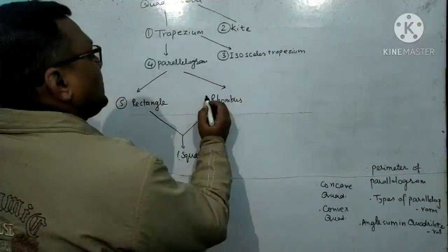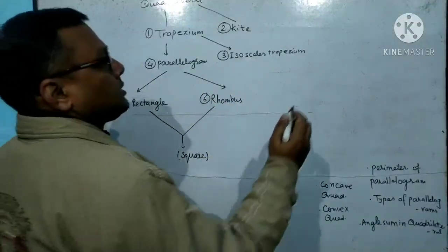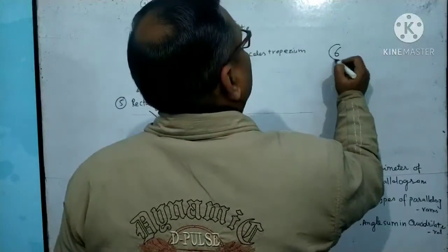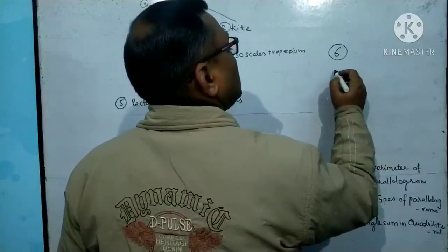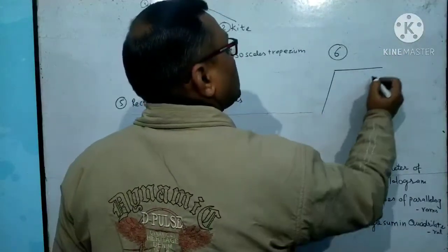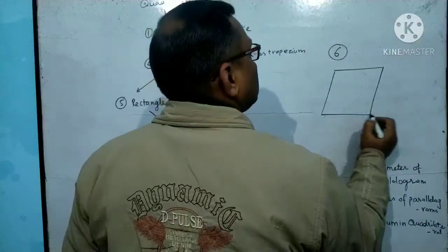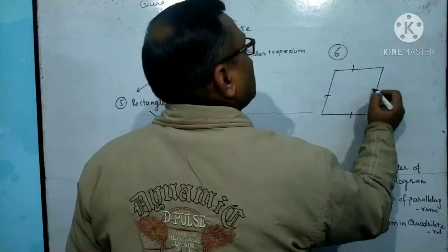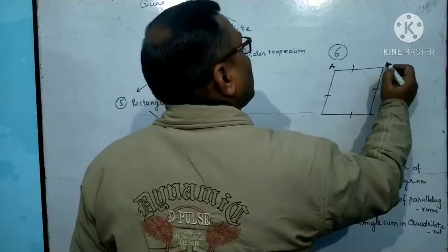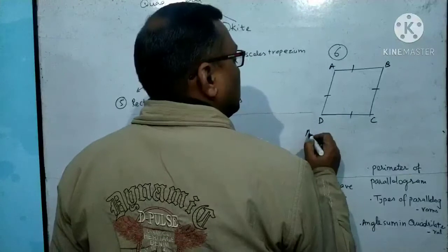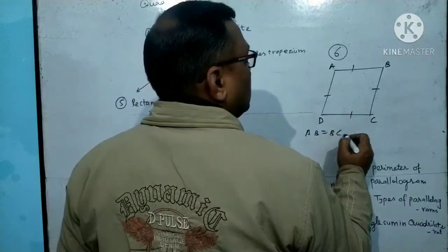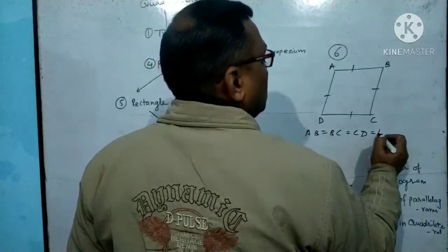The sixth quadrilateral I am going to take is rhombus. You consider the property of rhombus, the sixth quadrilateral. This is a rhombus, a special case of parallelogram in which all the sides are equal. It has all the properties of a parallelogram, but with an additional quality: AB, BC, CD and DA are all equal.